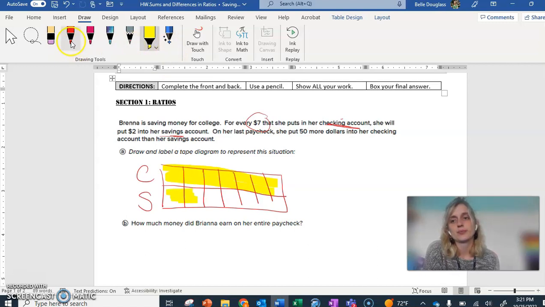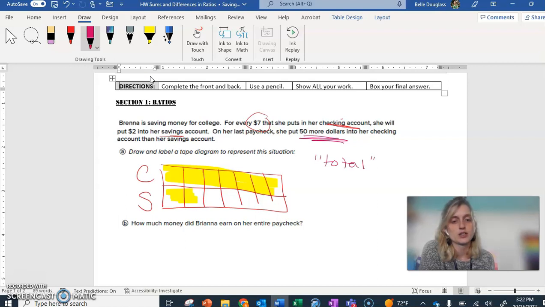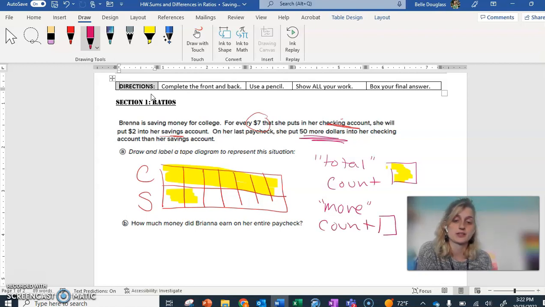All right, cool. That's not the final answer though, because it says on her last paycheck, she put $50 more. Remember that today we talked about if the word is total, you count up everything that's colored in. So you count up your highlighted boxes. If the word is more, then you count up the empty boxes. More or more than. Count the empty boxes. And we know this is empty because I didn't put a highlighter in it. Okay, so this says $50 more, so I'm counting the empty boxes.